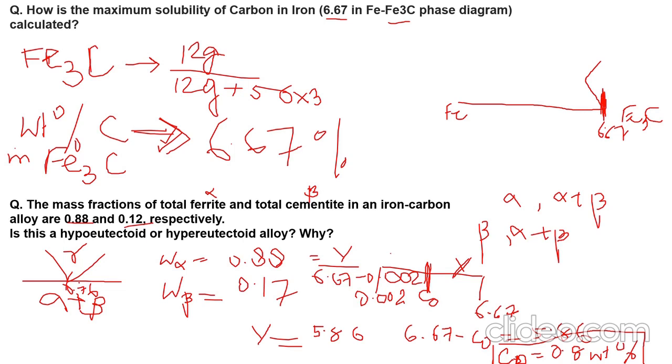Is it clear? And the correct answer is hypo or hyper? Hyper. Yes, ma'am. Right. Because it has a concentration greater than 0.76, it is a hypereutectoid. So you have to find the value of your concentration, which will help you determine whether it is hypo or hyper, and you should know the invariant points in the diagram.